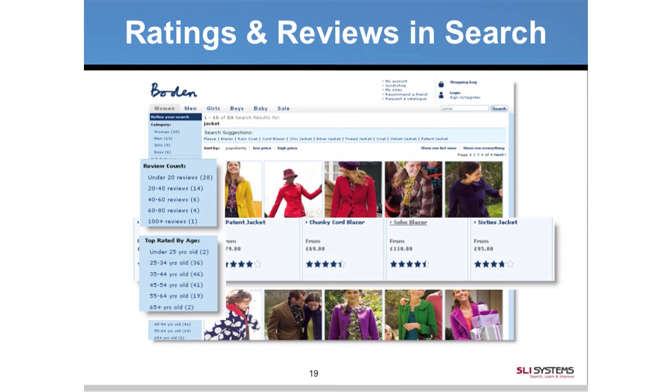So this is an example of how a British cataloger named Bowden, which also operates here in the US, uses ratings and reviews as refinements for their shoppers. They're not only letting people see what the average rating is right next to the product in the results, but also what the attributes are of the people who've reviewed the product. So they show the top rated by people that are under 20 years old, or where the review count is less than 20. You might want to see the ones that have 60 to 80 reviews.